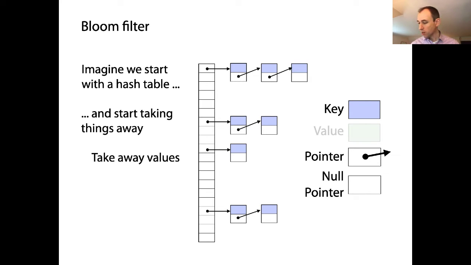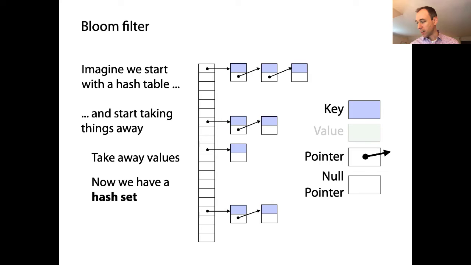Okay, so now we have a hash set. So the next thing, I took away values already. So what am I going to take away next? I'm going to take away the keys. And this seems absurd. You know, what do you mean? The keys are all that's left, right?